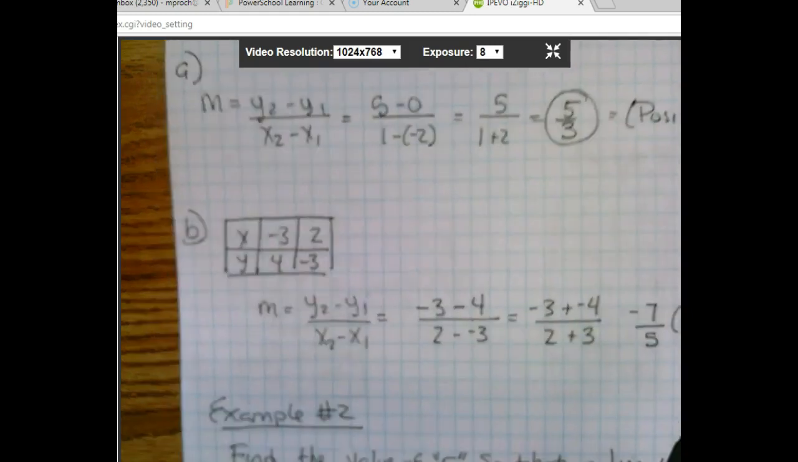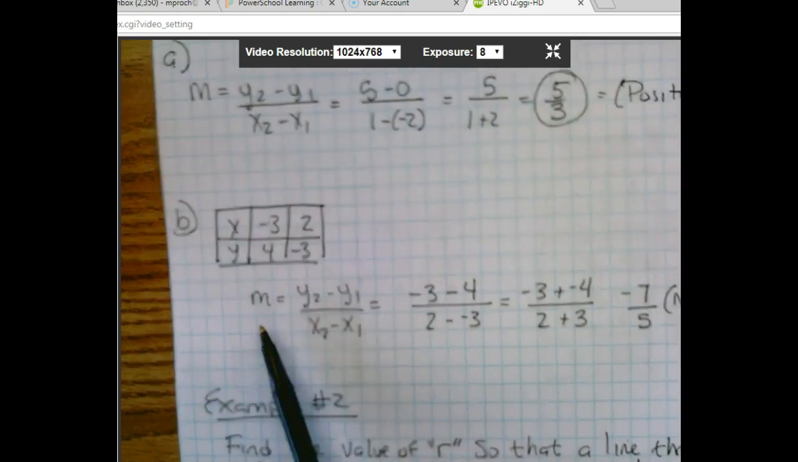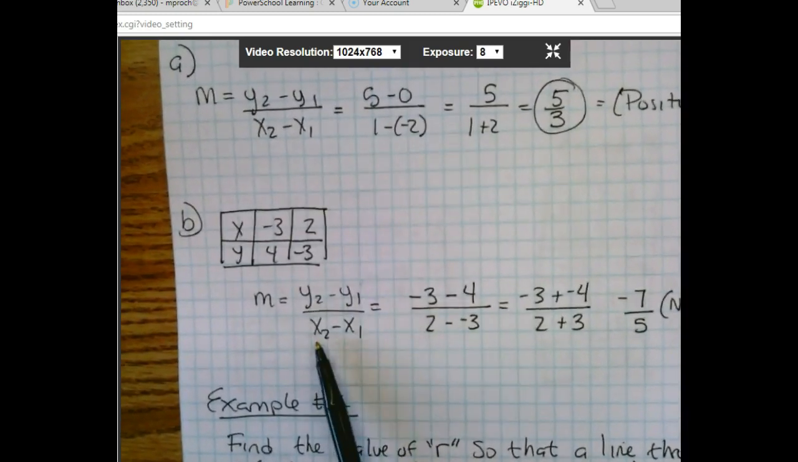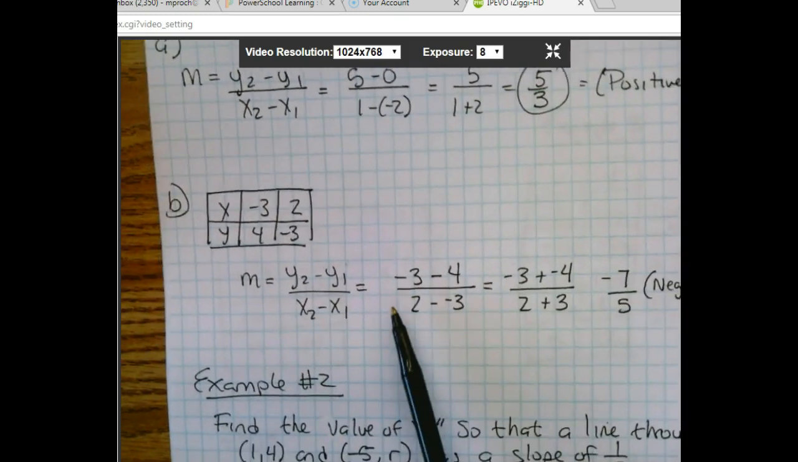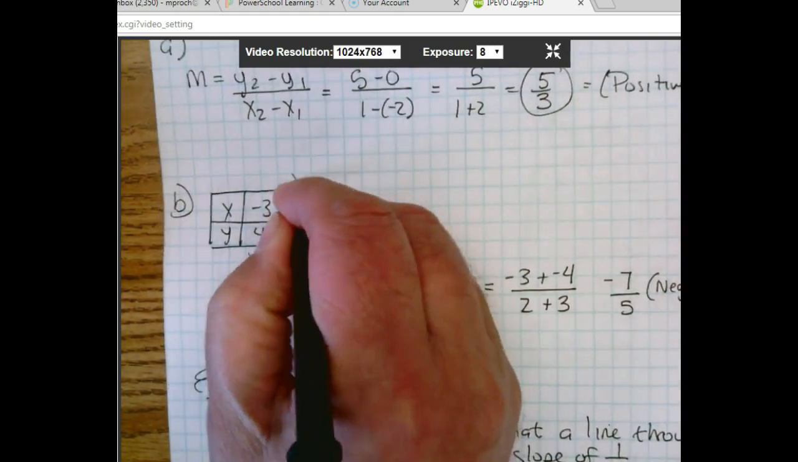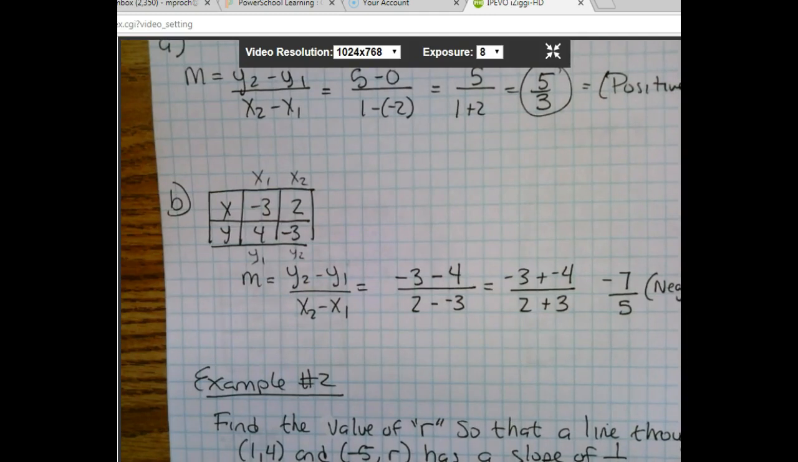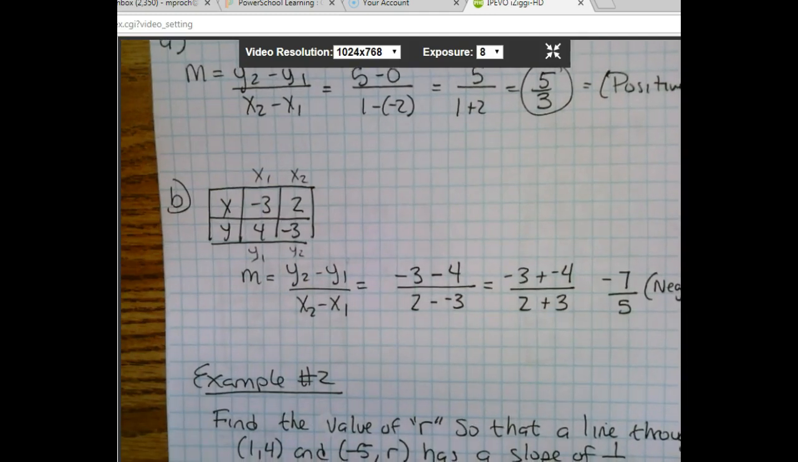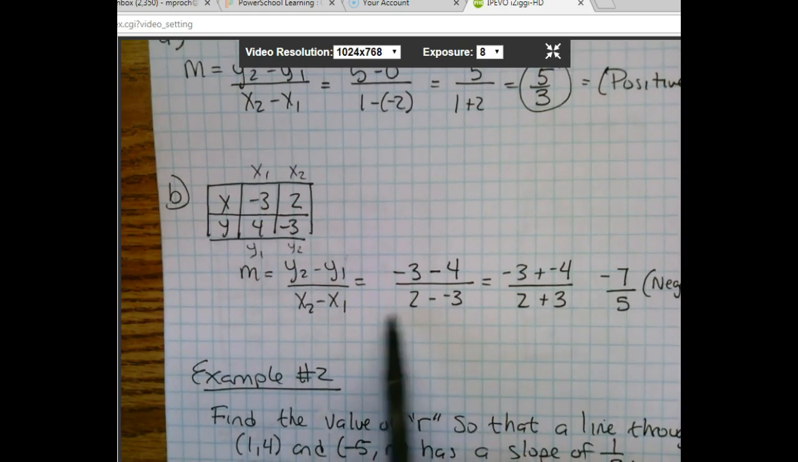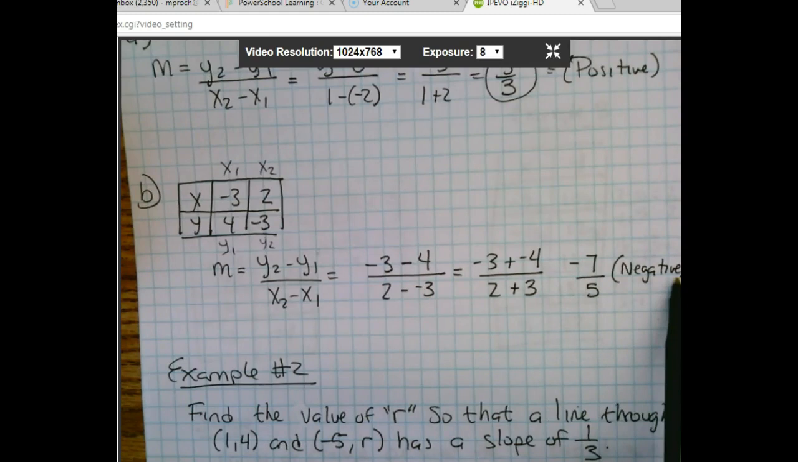You could also get, not the points, but a table that gives us x's and y's. So you could have here, same thing, y2 minus y1 over x2 minus x1. We just plug in our numbers again. This would be our y2 and y1, this would be our x2 and x1. I'm not sure it matters either. If you do the other one, I think you get the same answer. But so you do that, we plug in our numbers, right? And then we get -7/5, and that's a negative slope.